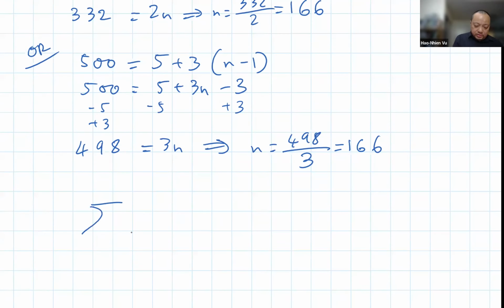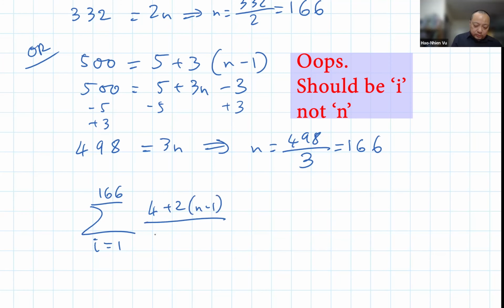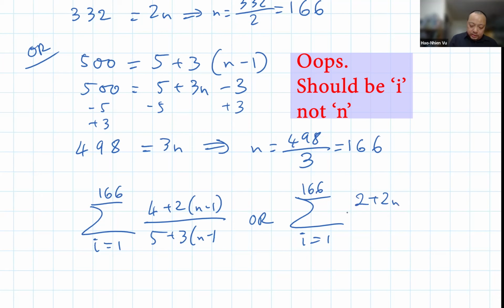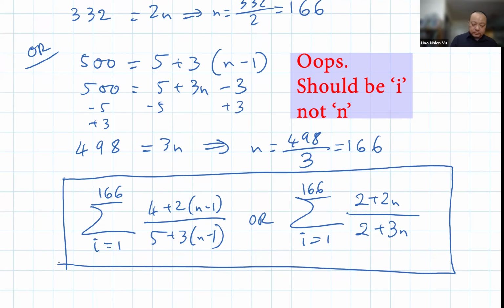Right, I'm going to plug in the n here, so I'm going to just copy it down here. The answer is the sum of i from 1 to 166 of 4 plus 2 times i minus 1 over 5 plus 3 times i minus 1. Or if I were doing it in the other form, the simpler form, it would be 2 plus 2i over 2 plus 3i. Final answer.